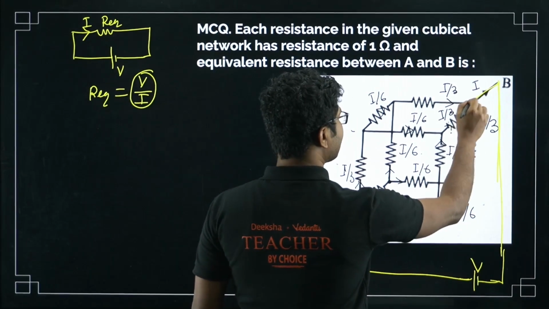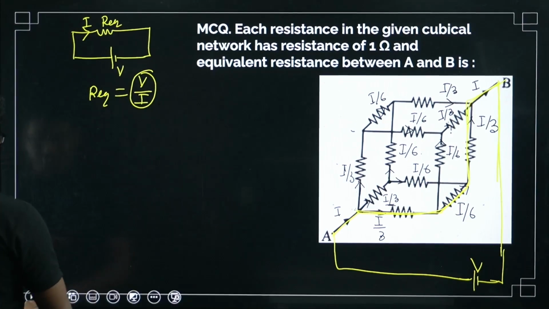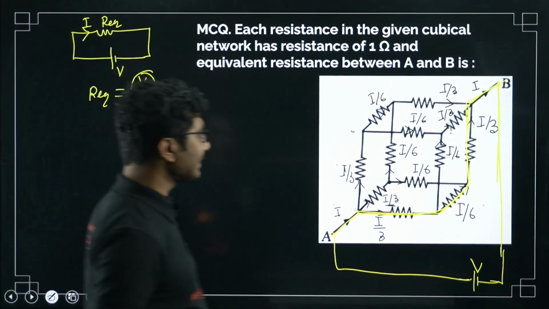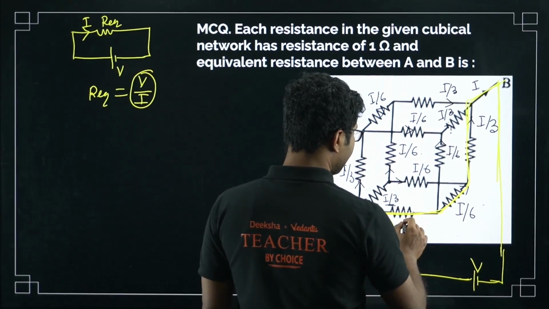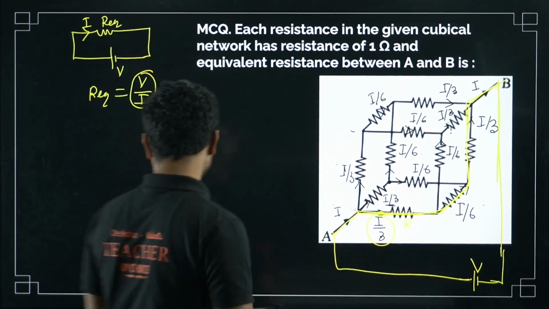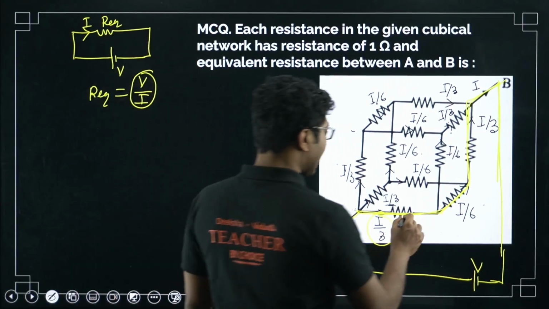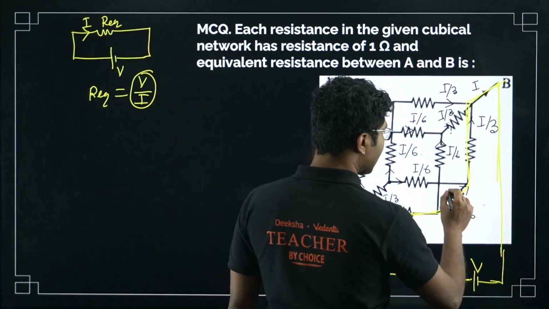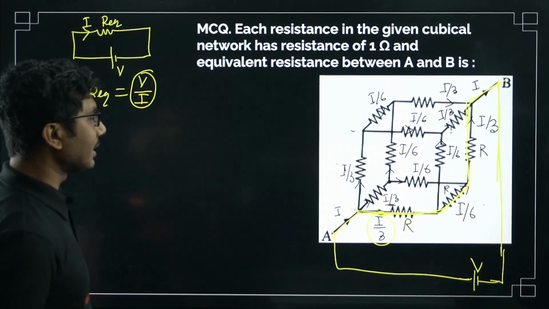All the currents are going in the same direction along the battery, right? So what does KVL say? KVL says that this current into this resistance, say R. For now I am doing the general solution. The R value we will put at the end. R value can be anything. So this is R, this is R, this is also R. Okay, all the resistances are the same.